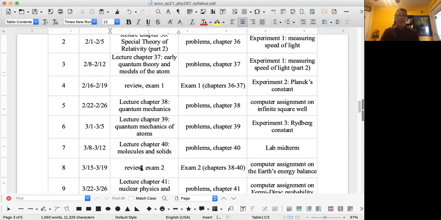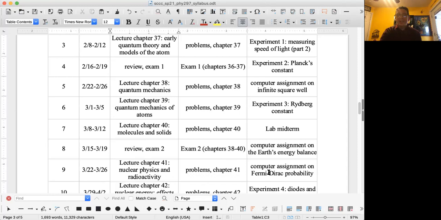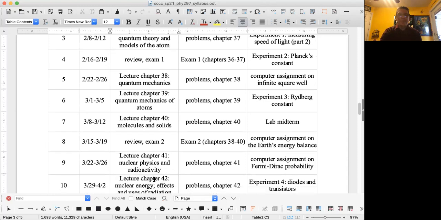March 15th will be a review for exam 2. That exam will be Wednesday, chapters 38 to 40. Again, we'll be meeting synchronously online for the exams. So I expect to see you online virtually. But the exam will cover the regular time period. There'll be a computer assignment on the Earth's energy balance.